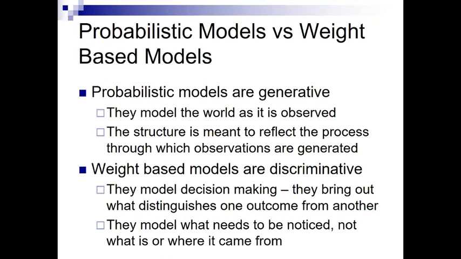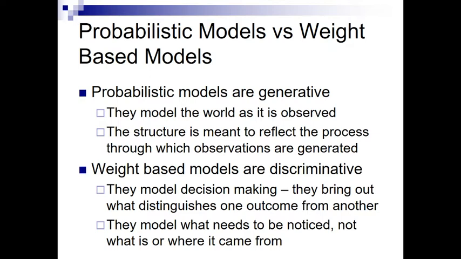Now, probabilistic models, there are a few things you need to know about them. One is that we think of them as being generative, and this is because they model the world as it's observed, and we think of the structure as being meant to reflect the process through which the observations that we see in the world are generated. Weight-based models are different. They're discriminative. They model decision-making. They bring out what distinguishes one outcome from another.